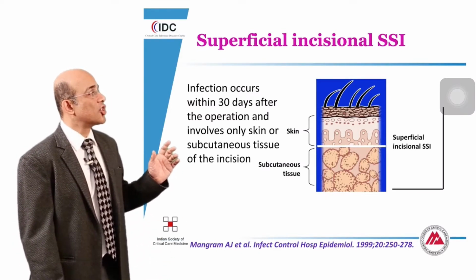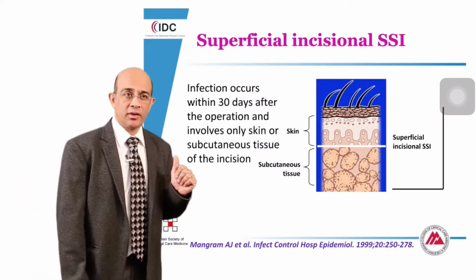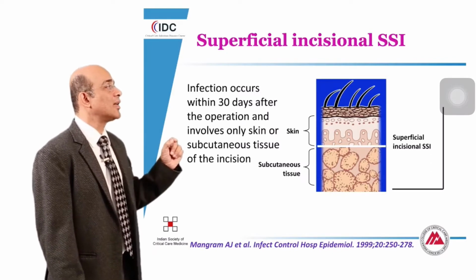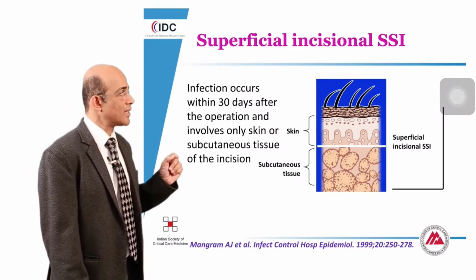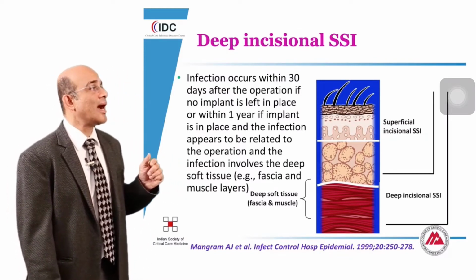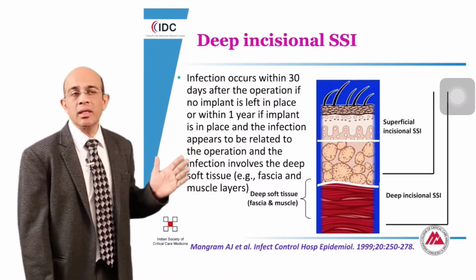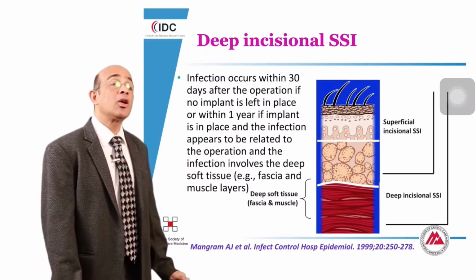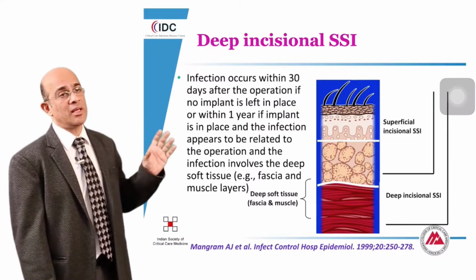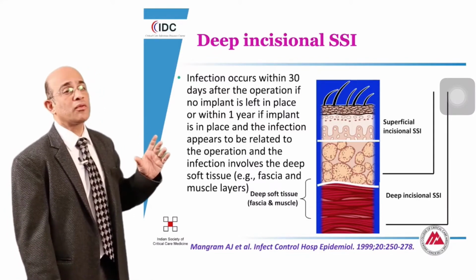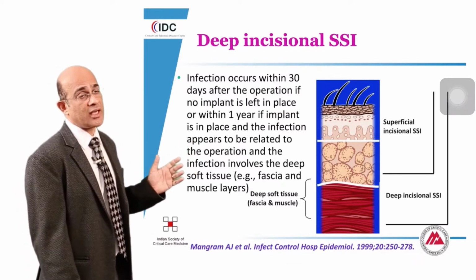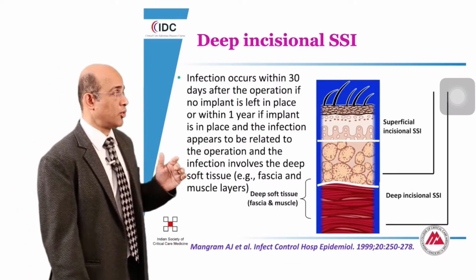If you look at superficial surgical site infections, these involve mainly the skin and the subcutaneous tissue, and this generally occurs within 30 days of the surgical period, and it can be prevented by the use of antimicrobial prophylaxis. Deeper incisional infections are those involving the deeper fascia and the muscle, again occurring within 30 days after a surgical procedure, but can also occur up to 1 year after the procedure, especially if an implant has been placed in situ. The presence of any foreign body may delay the presentation or manifestation of a surgical site infection for up to 1 year after the procedure.